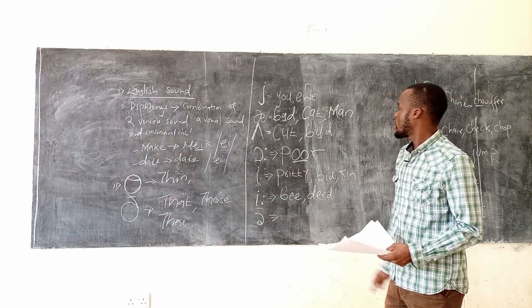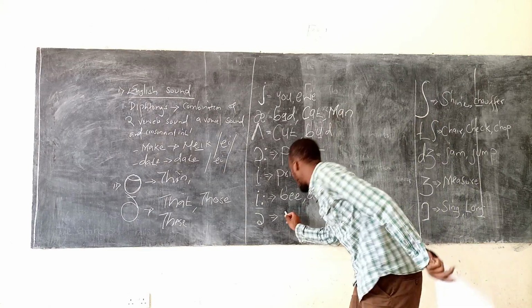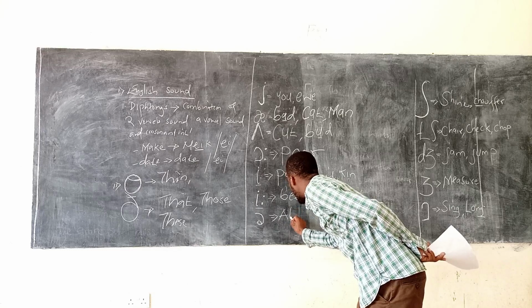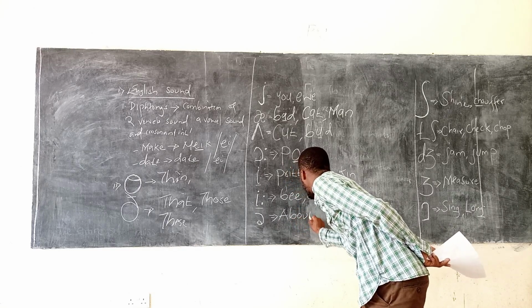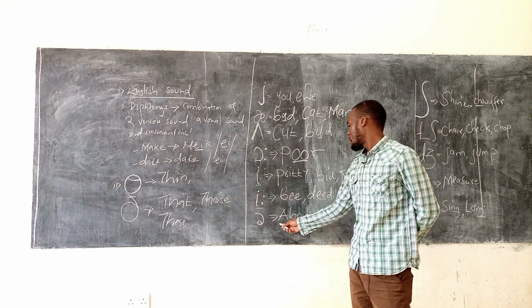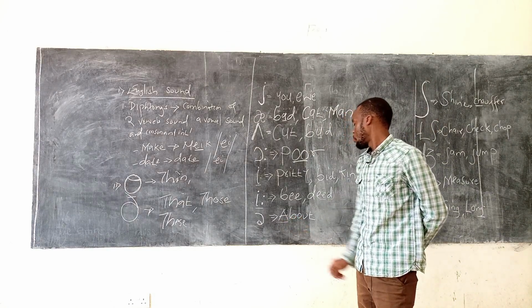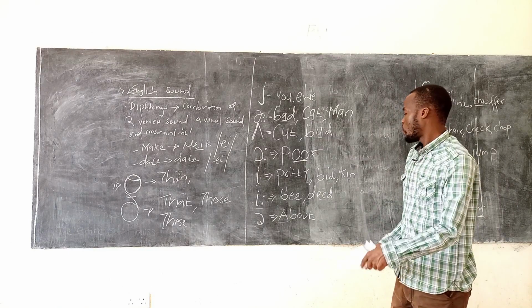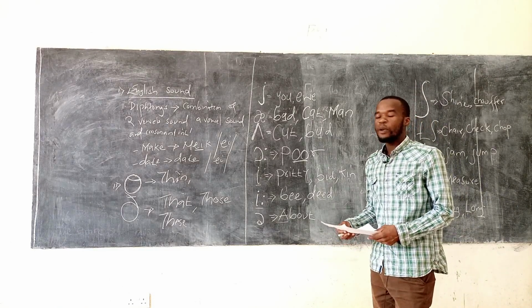So what are some of the words that we have in this category? We say this word is read as about. This word is read as about and not about. We don't say about, but we say about. That is how we are going to read that one. Now, more or less, that is the most important part.